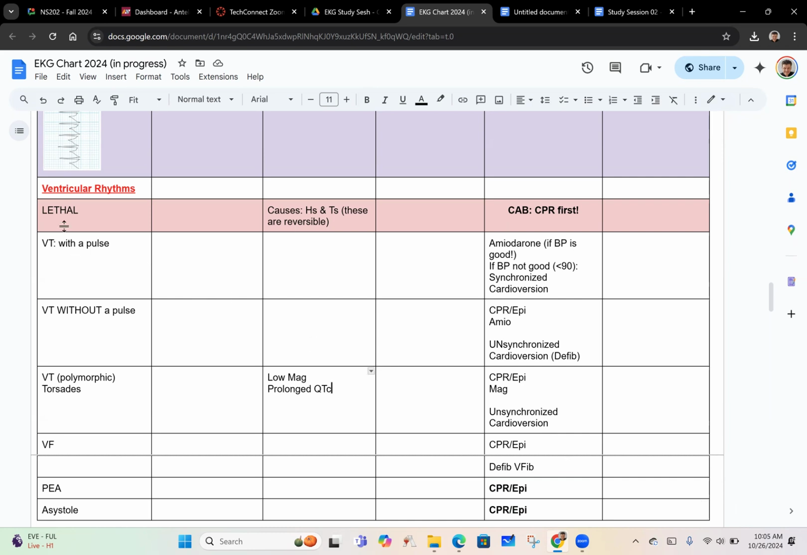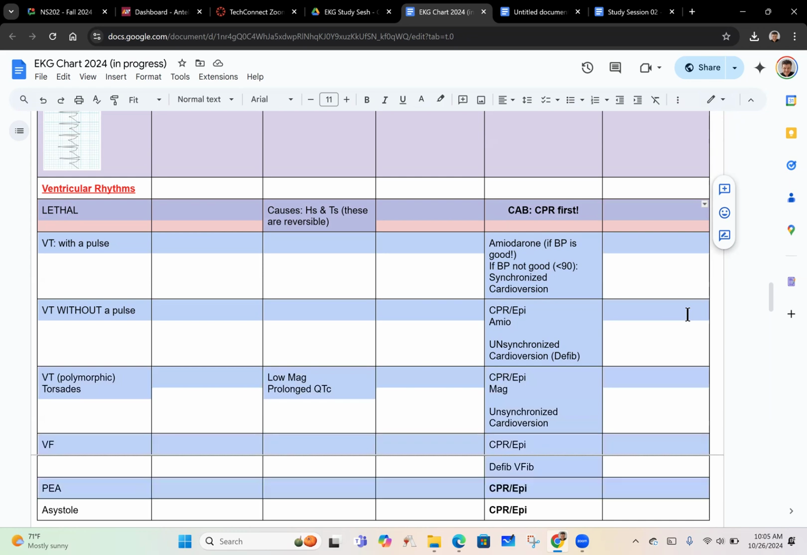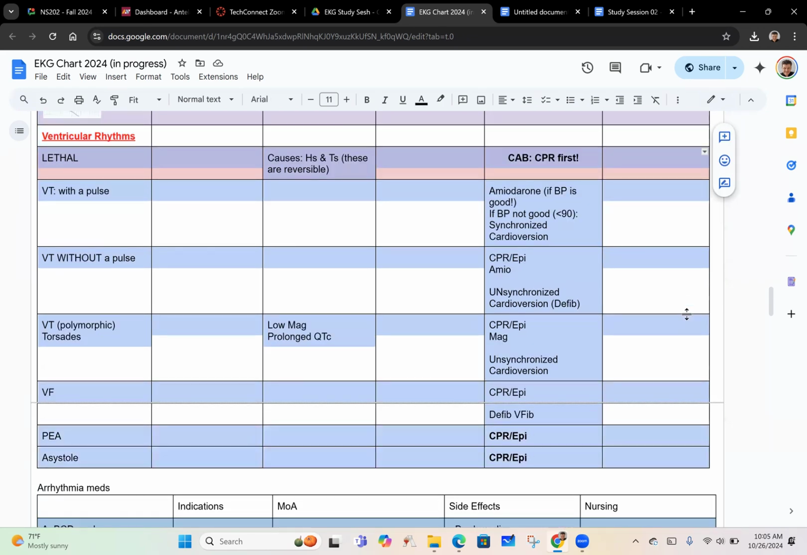All right, so if you don't know lethal rhythms, you want to know lethal rhythms for the test, right? These are lethal rhythms that are going to be tested every semester, right? So you need to know them inside and out. Next semester, you'll go over the order in which you do these, right? You don't just hit amiodarone, unsynchronized shock, CPR, epi, shotgunning it. There's an organized approach to that, right?